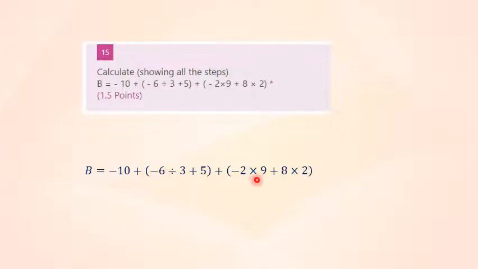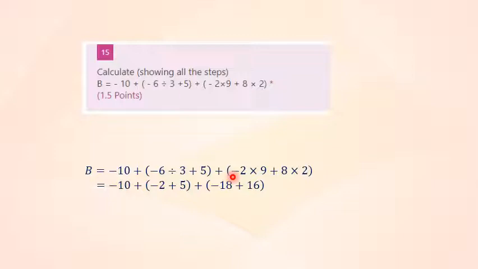Here we have parentheses. I can start solving what's inside them. Inside this parenthesis, we have division and addition, so priority goes to division. On the line, I write minus 10 plus 6 divided by 3 is 2, and its sign is negative, plus 5, plus in this parenthesis we have multiplication and addition, so priority goes to multiplication. 2 times 9 is 18, and 8 times 2 is 16, and we should not forget to write the sign that's in front of 2.